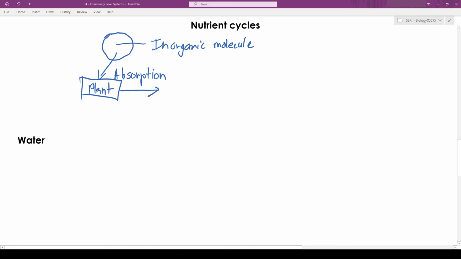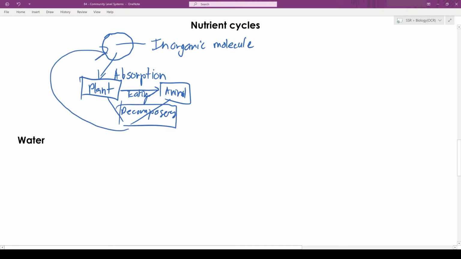The plant might be eaten by an animal. The plant or animal may die, and so decomposers will then take up that molecule and somehow return it back to the original store or to the original cycle. Some of the nutrient cycles are more complex than others, but this is the general flow that you have. Something is absorbed by the plants, makes its way up the food chain, and at all levels, as things die, it returns to the decomposers, which return it back up to its original store.